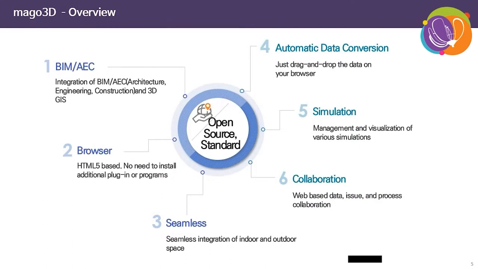Some of the highlights of mago3D are like this. At first, mago3D is an open source and open standard based digital twin platform. Mago3D can integrate BIM, AEC, and 3D data on the same platform. It runs on web browsers without additional programs or plugins. And mago3D supports automatic data conversion. So if you drag and drop your data on your web browser, then mago3D will convert your data to a streaming format and automatically display it. Mago3D has a pluggable architecture, so many simulations can be easily integrated and plugged into mago3D. Also, it is a web-based collaboration platform, so you can work together with your colleagues on top of mago3D.